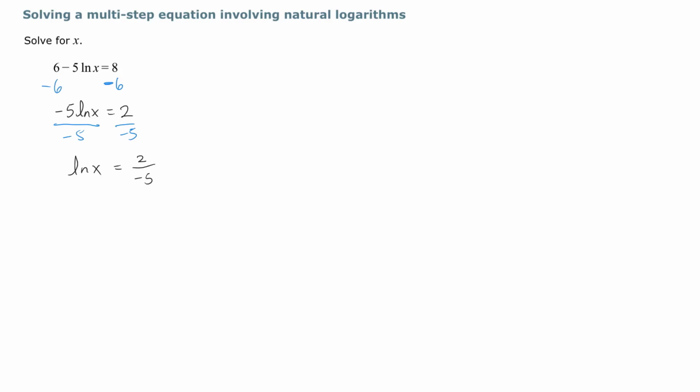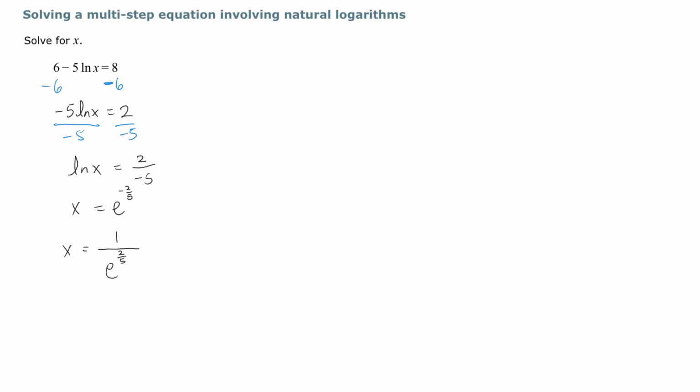x has to be e to the -2/5. And you're done. If you want to, you could write your answer with positive exponents. So that would be 1 over e to the 2/5.